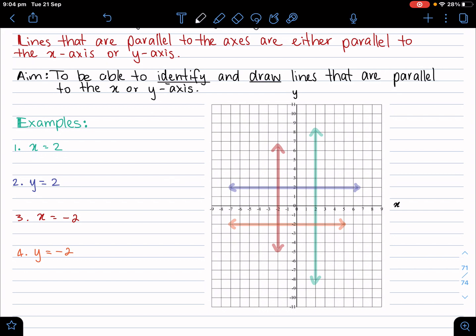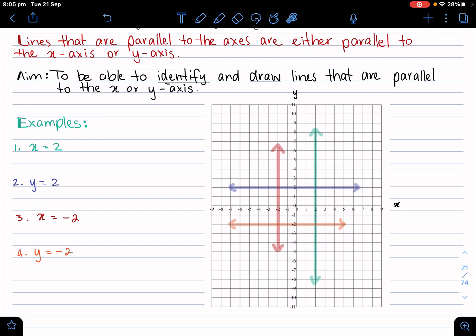So let's go through a few examples. Example 1 says x equals 2. That means this line, x, will always equal 2, no matter what y is. If you see the green line there, x will always equal 2. So for example, when y equals 0, x equals 2. When y equals 3, x equals 2. When y equals 7, x equals 2. When y equals negative 7, x equals 2 as well. So x will always equal 2, and you'll see the green line is on the 2.